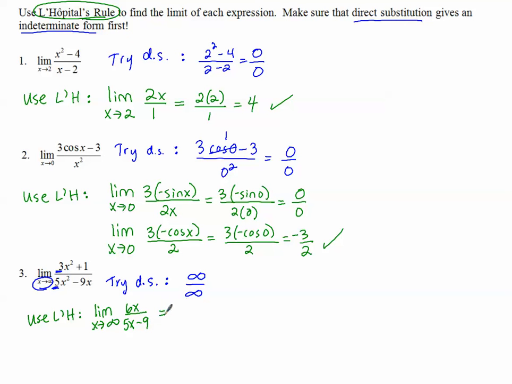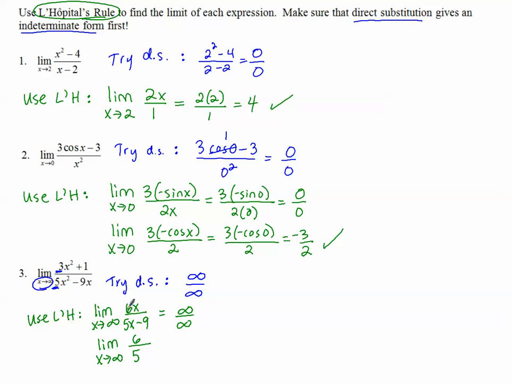However, plugging in infinity again yields the same indeterminate form. So let's just keep trying it until we don't get an indeterminate form anymore, which means it works. So 6x makes 6, derivative of 5x minus 9 makes 5. And I pause and I think to myself, wait a minute, the answer was supposed to be 3 over 5, not 6 over 5. So what did I do wrong? Let's go back a step and check our derivatives.